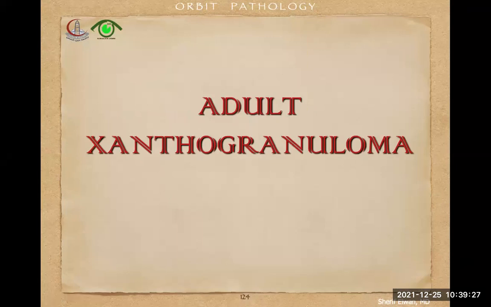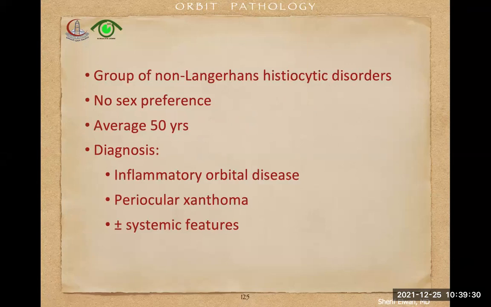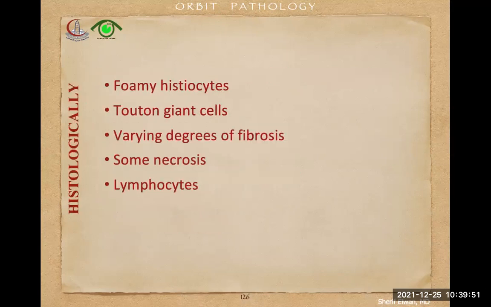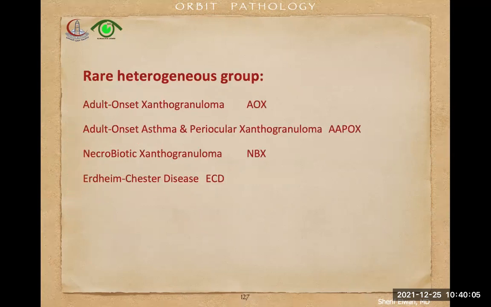Now we come to the rarer variety of xanthogranuloma, which is adult xanthogranuloma, non-Langerhans histiocytic, again, disorder. No sex preference, appears on average at 50 years of age. Its diagnosis depends on the appearance of an inflammatory orbital disease with periocular xanthoma, that is yellowing around, plus or minus systemic features. Under the microscope, the histiocytes are foamy, and again, it shows two-tone giant cells with varying degrees of fibrosis and necrosis with lymphocytes.